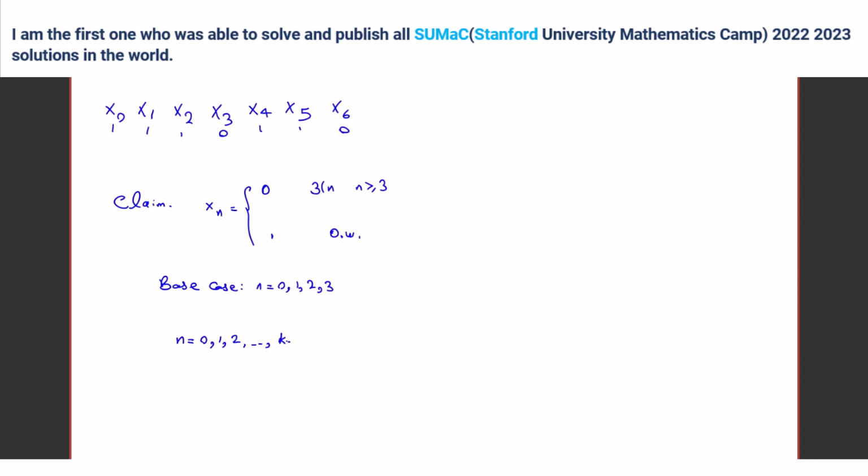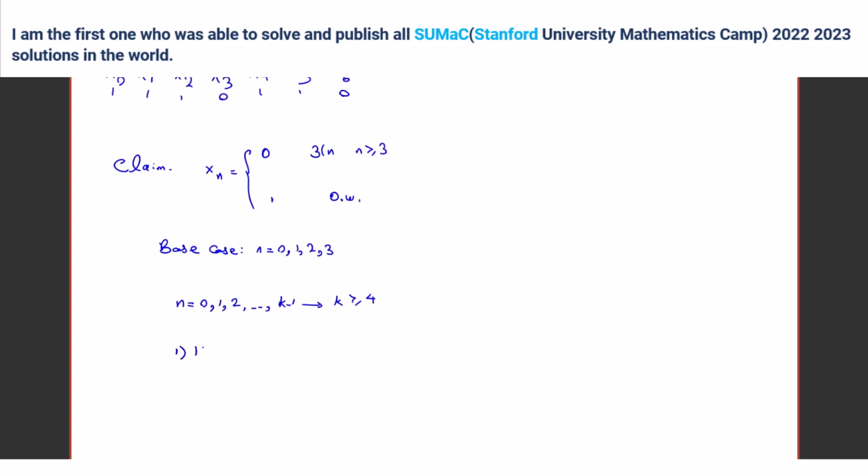Until k minus 1 it is correct, it's satisfied, and you want to prove k, and k is at least 4, right? Then you should consider 3 cases. If k is 3q, case 2. If k is 3q, you should prove here why x3q is 0, right? If k is 3q plus 1, and here we know it is at least 6 because we proved 3, here you should prove x3q plus 1 is 1, and we know it is at least what?